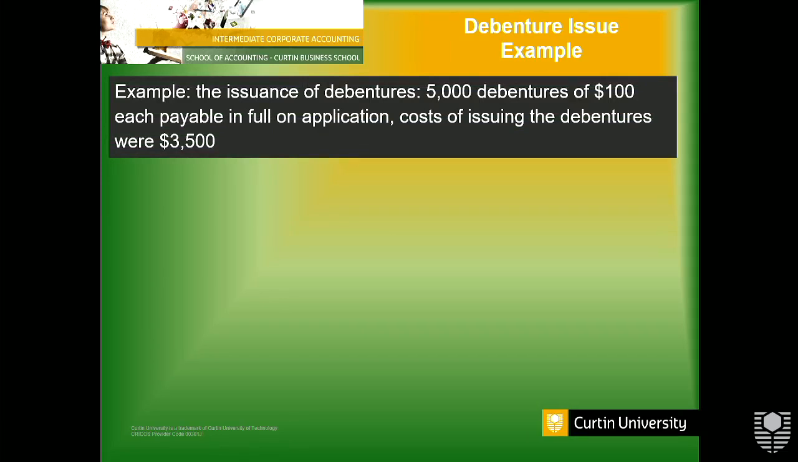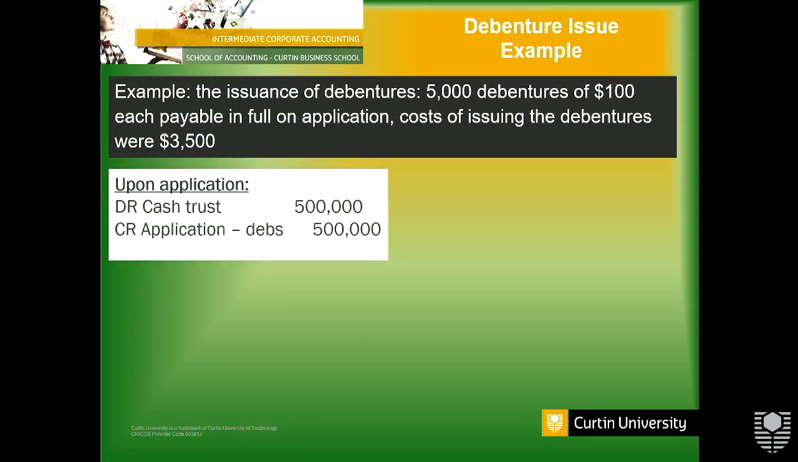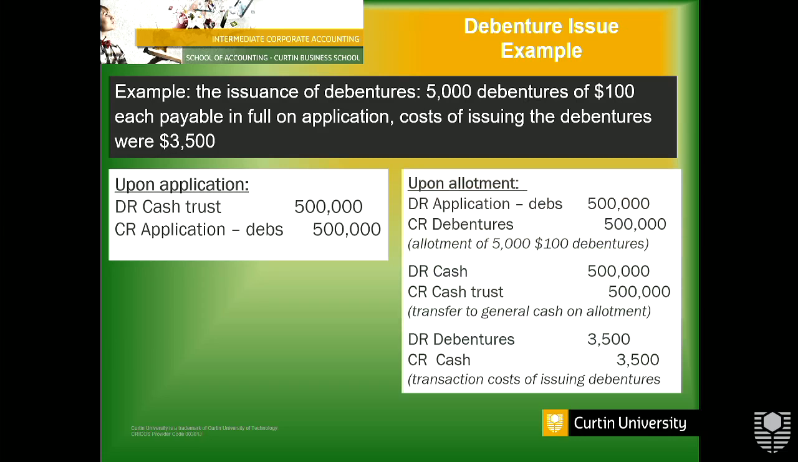So let's have a look at an example. We're going to issue some debentures, 5,000 debentures of $100 each, which is $500,000, payable in full on application. Costs of issuing the debentures were $3,500. So upon application, remember we've had a prospectus, people have agreed to buy, that money goes into a cash trust account, same as shares, on the first issuance. So debit your cash trust $500,000, credit your application for debentures $500,000.